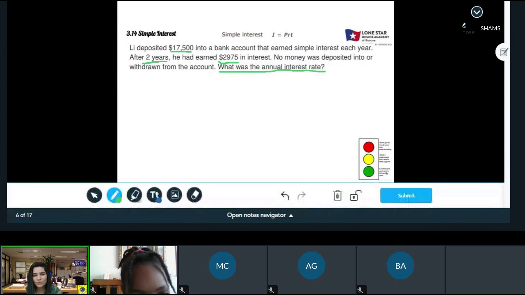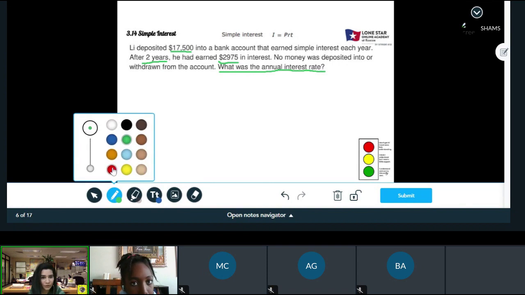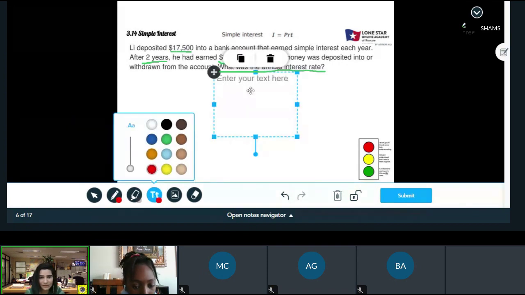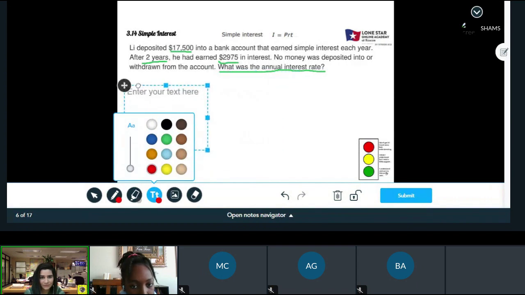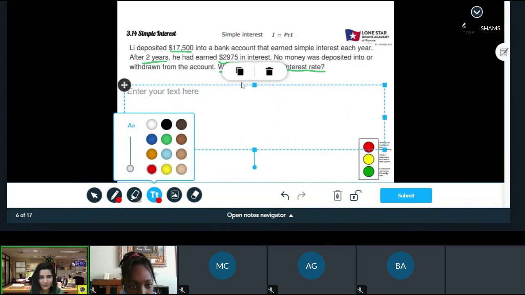Can someone tell me what is missing in this question? Can someone tell me what is the missing information in this question? The rate is missing. Very good. That means we want to work backwards so we can calculate the rate. And let's see how I can do this. Let me see what I already know and what is missing. And let's see. We want to list out the information that we have.